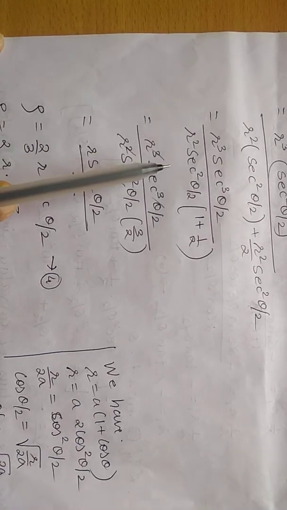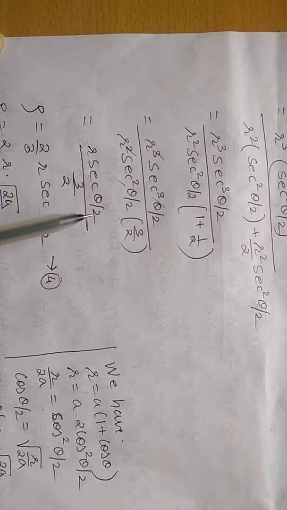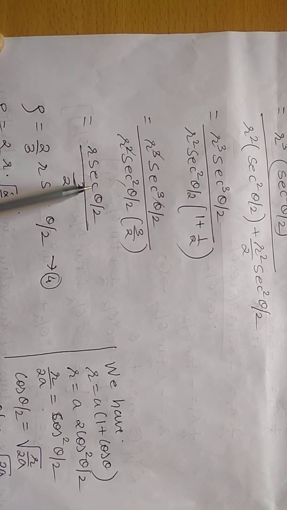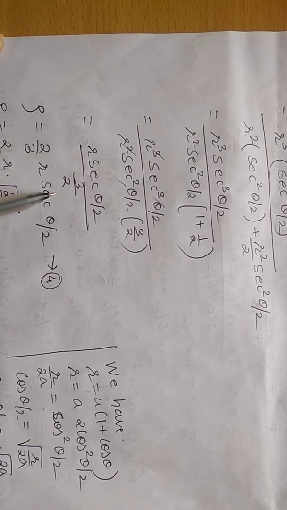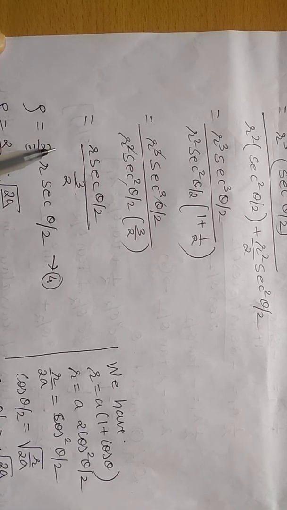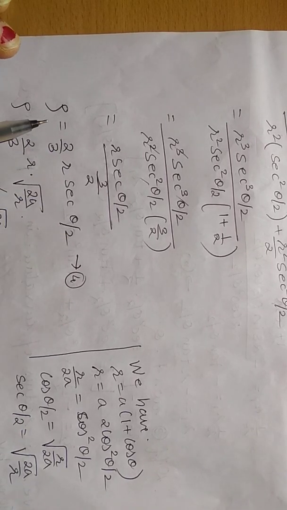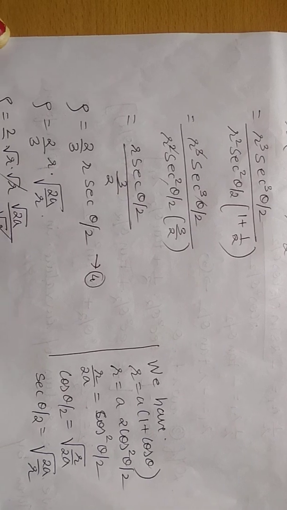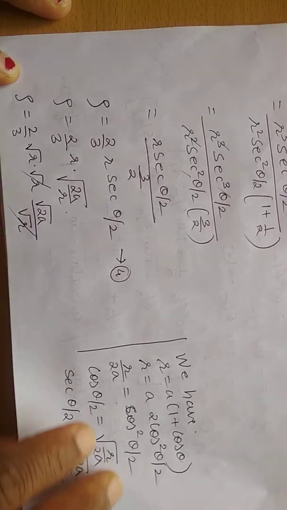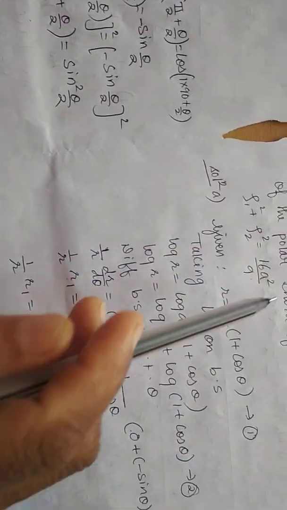Hence, the r squares and the sec square theta by 2 will get cancelled. So, r sec theta by 2 upon 3 by 2. Shifting this to this side, 2 upon 3 r into sec theta by 2 is your radius of curvature. What have they asked in the question? We have to show that rho square by r is a constant.